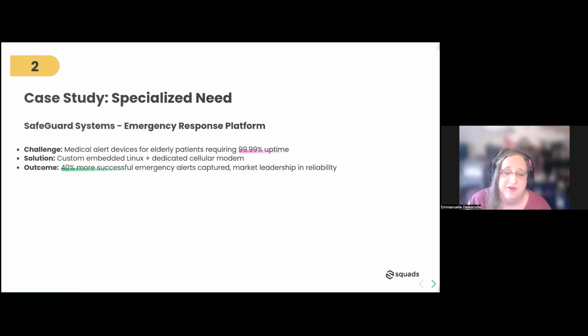The problem with the solution of the competition is that often elderly people don't go around with their phone, and the phone is out of range. So when they fall, the call cannot go through. So in this case here, their niche requirement is to have a small device that is able to make calls independently of a cellular phone.